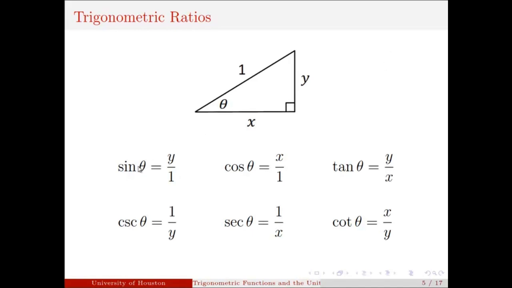Sine of theta is y over 1. Cosine of theta is x over 1. Tangent of theta is y over x. Cosecant of theta is 1 over y. Secant of theta is 1 over x. And cotangent of theta is x over y.